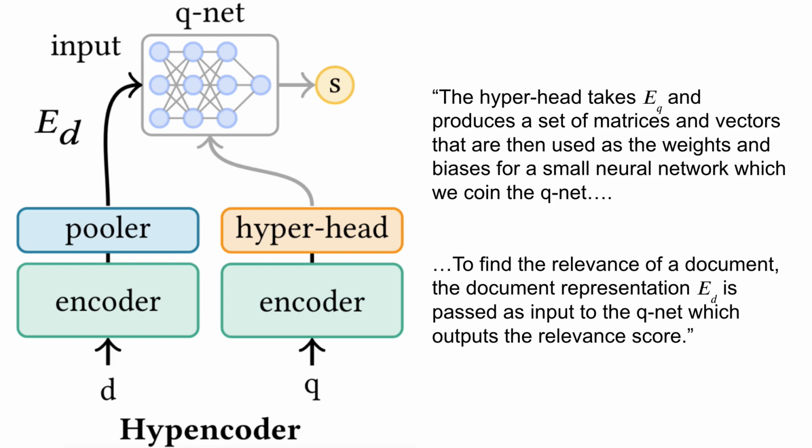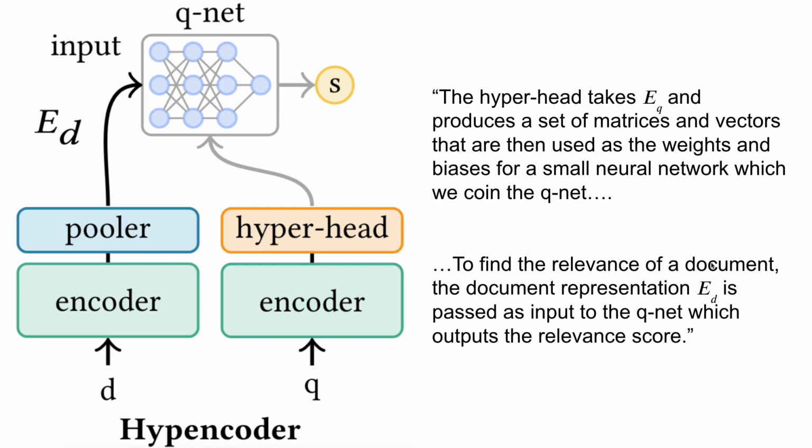The Hypencoder is constructed of a hyperhead, where the hyperhead takes your query encodings or embeddings that are passed through BERT, and it produces a set of matrices and vectors that are then used as the weights and biases for a small neural network, which we call the QNet. So the query gets encoded into vector space, that vector gets passed through the hyperhead, and the hyperhead outputs weights and biases that we then put non-linearities in between to create a neural network, and that neural network is called QNet.